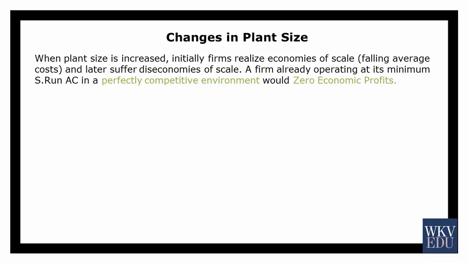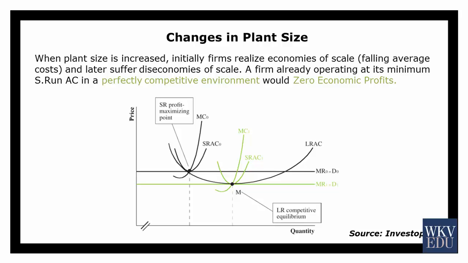A firm that already operates at its minimum cost in a perfectly competitive environment would obviously make zero economic profits. If it cannot reduce its costs, why will it earn any extra penny? However, as one increases the plant size, one moves onto a short run average cost curve which is lower, and which would again give a chance to earn economic profits. The firms will constantly increase the plant size in the long run till they operate again on a short run average cost curve.